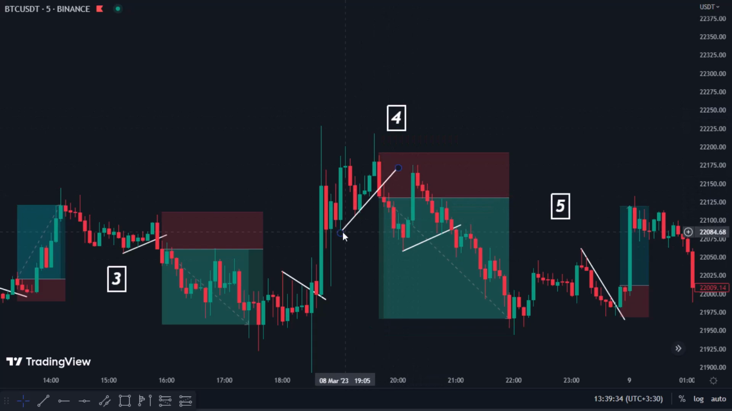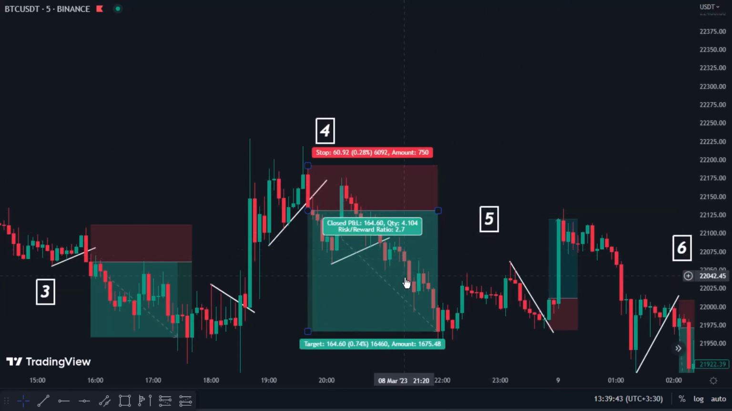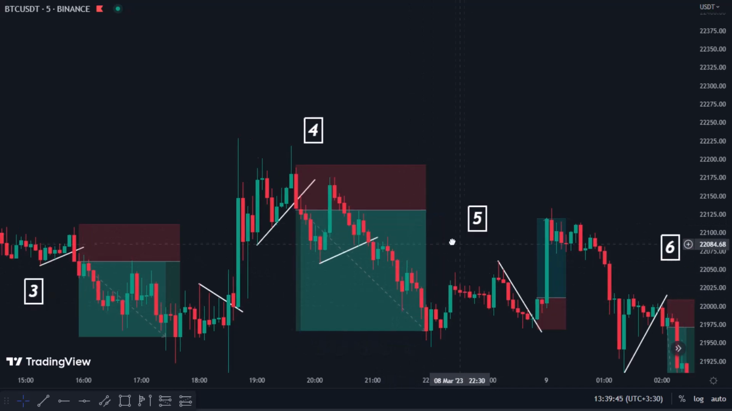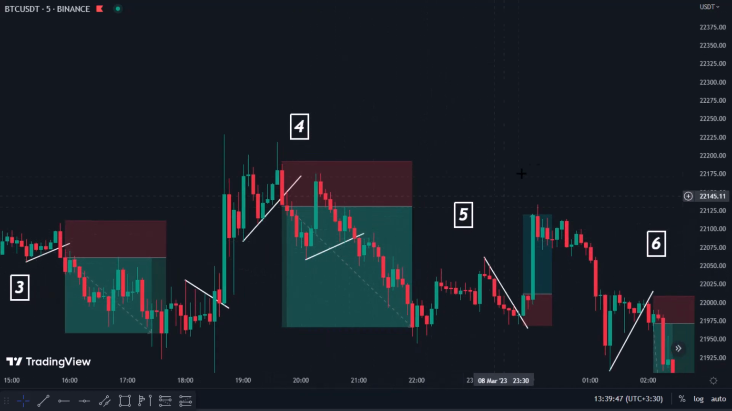On the trade 4, we have a trend line with 2 touches. On the third time it is broken here, we enter the sell position, put our stop loss above that candle, and it gives us a reward of 2.7. We could also enter a sell position on this trend line too.